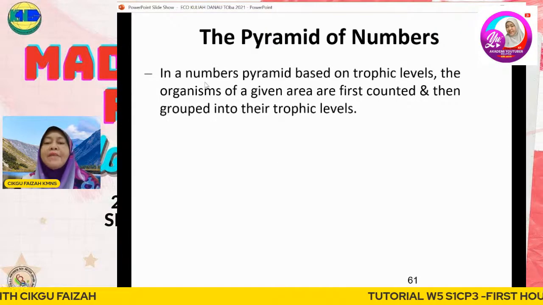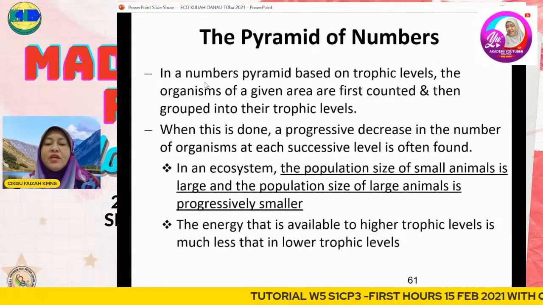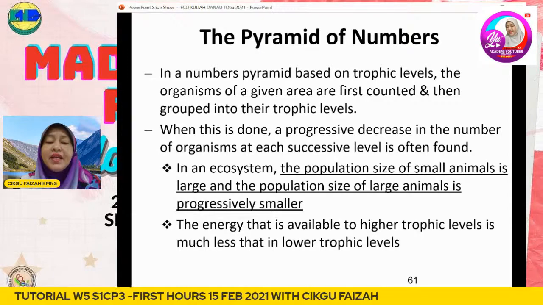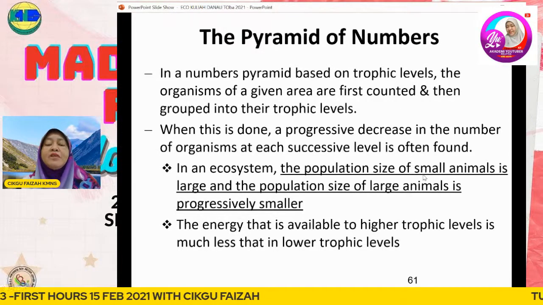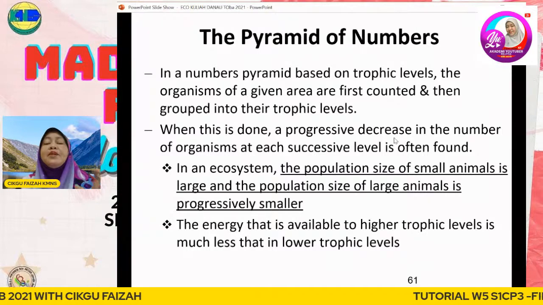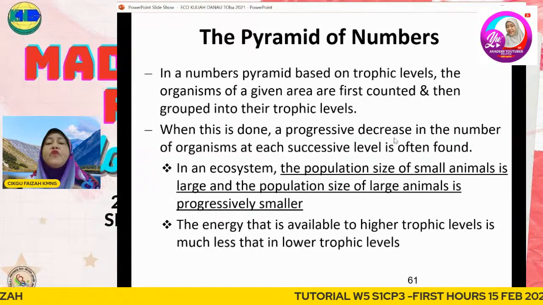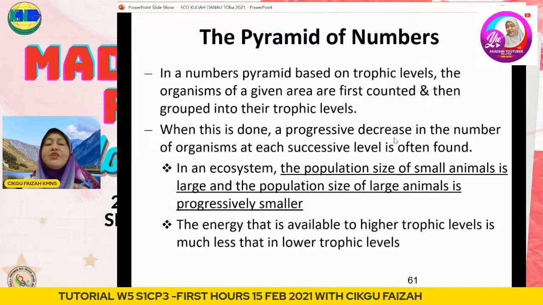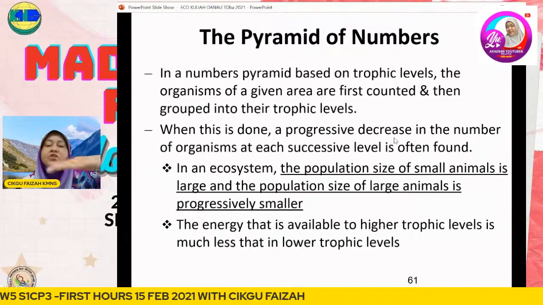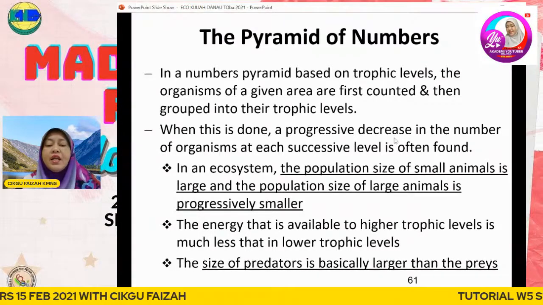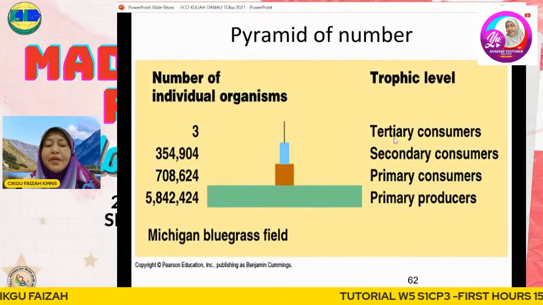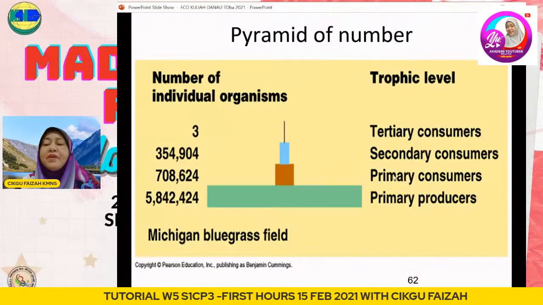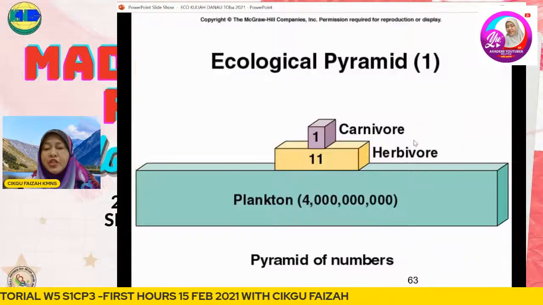Okay, so number, you know, refers to the population size of small animals, and populations of large animals are progressively smaller. So pyramid of number refers to the number of organisms based on trophic level. Right? Okay, and they are counted and then grouped into trophic levels. First trophic level, second trophic level. Okay, and then this is the example. Right, at the very bottom, of course, the producer. Okay, second, primary consumer, secondary consumer and tertiary consumer.